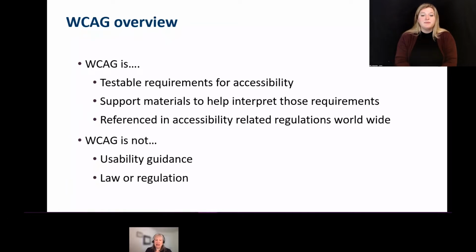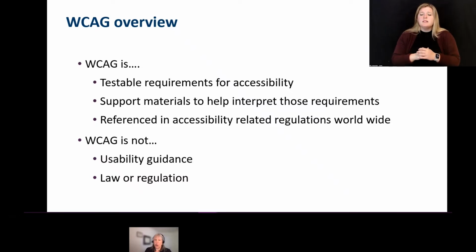So I want to talk today about evolving standards, and to do that, I need to set the stage around what WCAG is and what it's not. WCAG stands for the Web Content Accessibility Guidelines, and as that highlights, it is really around providing guidance for accessibility around web content. This guidance includes testable requirements for accessibility. It also includes support materials to help interpret and understand those requirements.